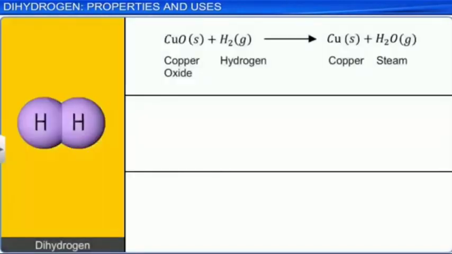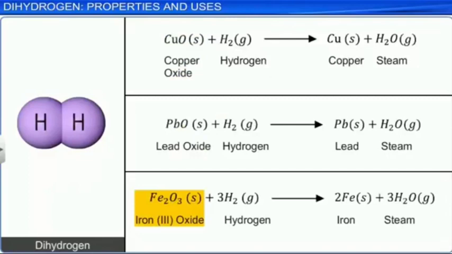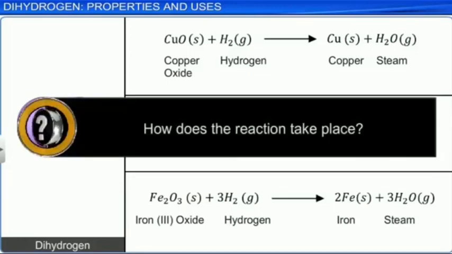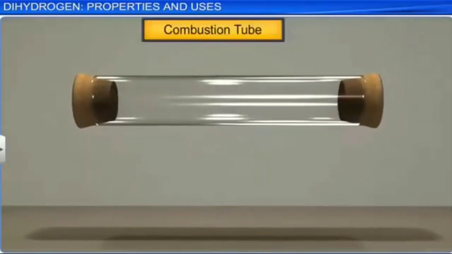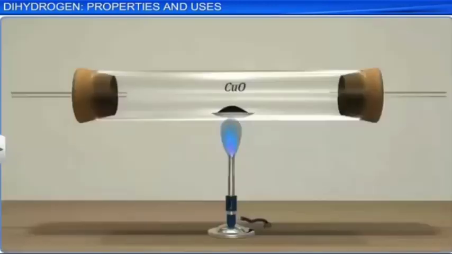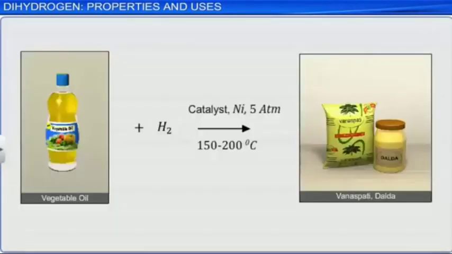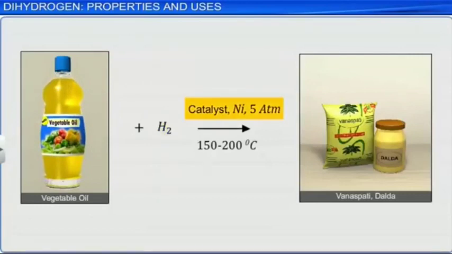Dihydrogen reduces oxides of metals that are less reactive, such as copper oxide, lead oxide, and iron(III) oxide, into their respective metals. How does the reaction take place? The metal oxides are strongly heated in a combustion tube. When hydrogen is passed through the tube, the metallic oxides get reduced into their respective metals. Dihydrogen reacts with vegetable oils in the presence of finely divided nickel as a catalyst to give hydrogenated products such as edible fats.